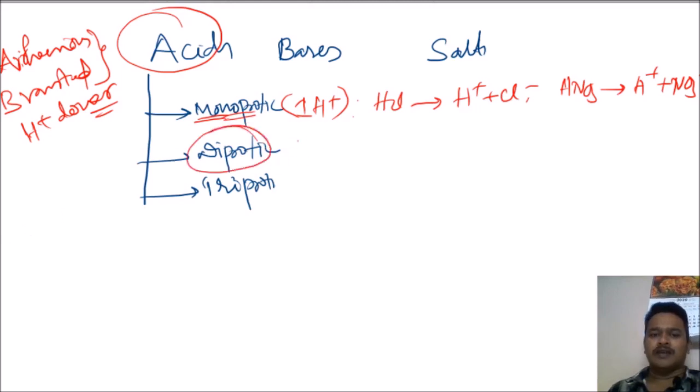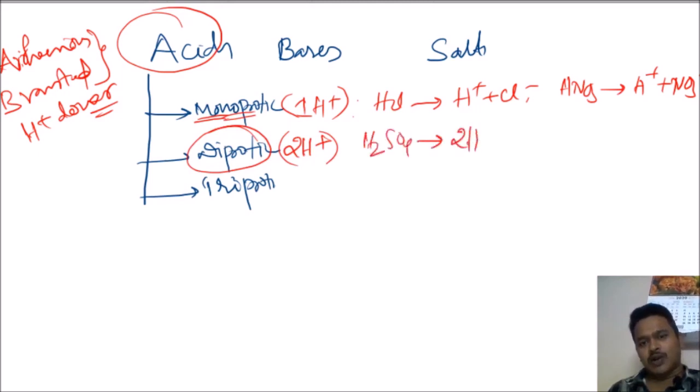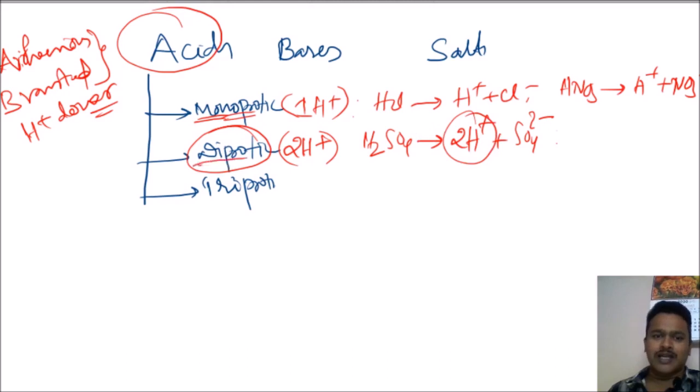A diprotic acid can give two protons. An example is H2SO4, which gives 2H plus and SO4 2 minus. Here two protons are coming, so that is diprotic. Triprotic means three protons will come.